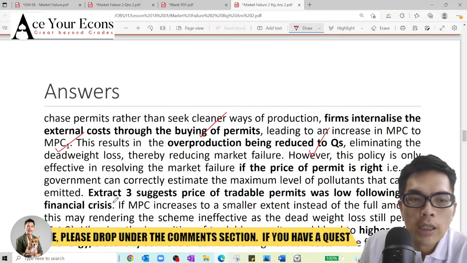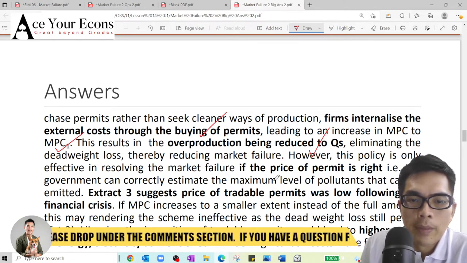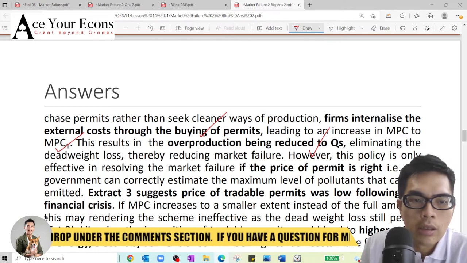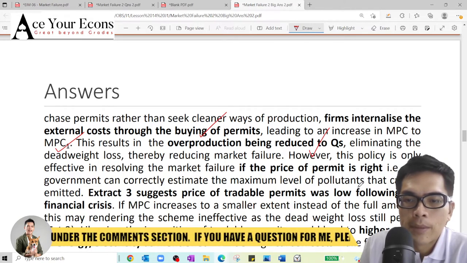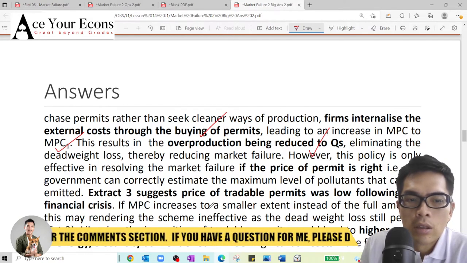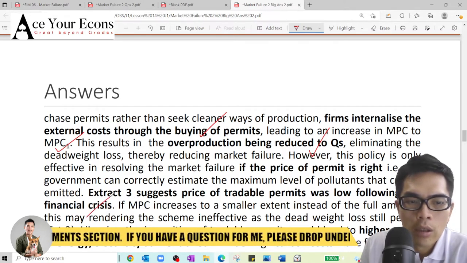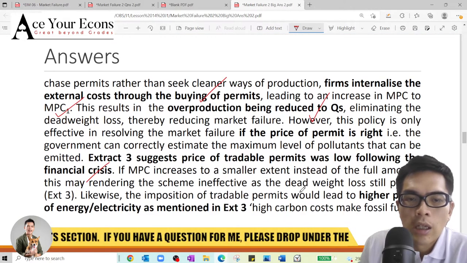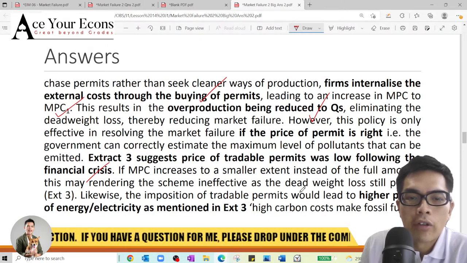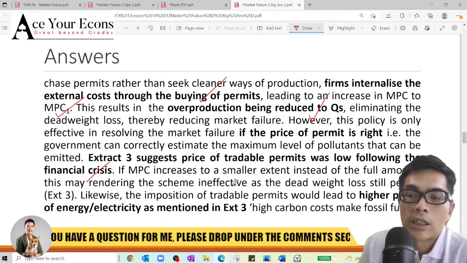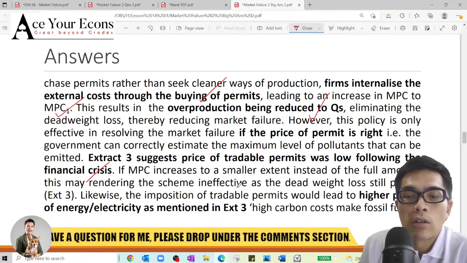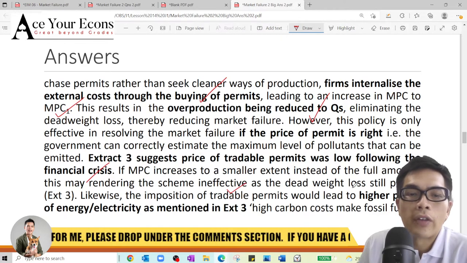So this policy is only effective in resolving the market failure if the price of the permit is right, and if the government can correctly estimate the maximum level of pollutants. You can see that Extract 3 suggests that the price of tradable permits was low because of the financial crisis. Therefore, if the price of permits is low, the cost of production will increase to a smaller extent instead of the full extent. So the dirty firms will not pay the full price for the permits, and this will render the scheme ineffective.